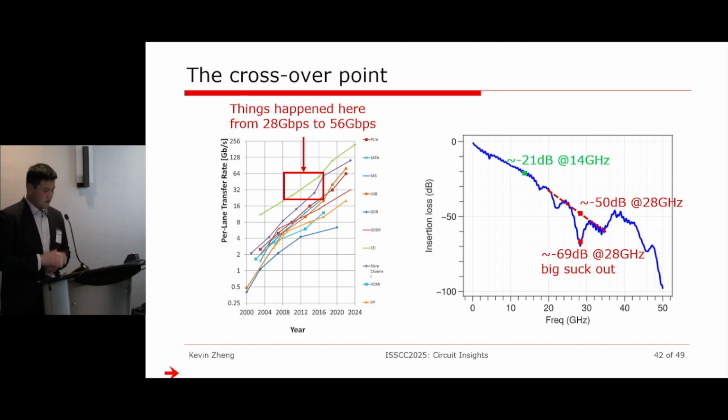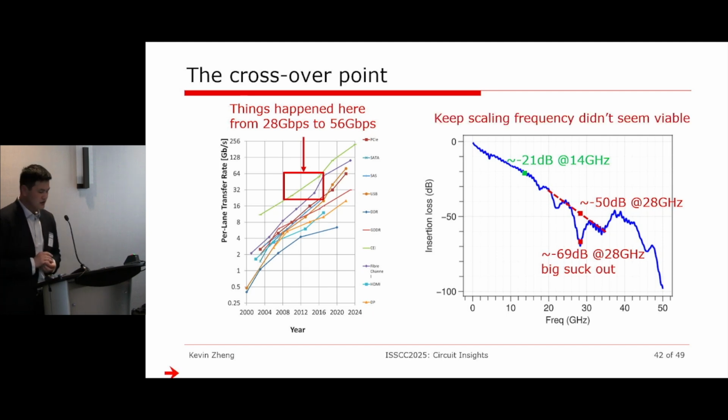And even if the channel doesn't look like it, if I extrapolate it linearly, the nominal loss for that particular channel is about minus 50 dB. That's more than 100 times attenuation. So at the time, continuing to scale the frequency for this kind of channel didn't seem viable at all.